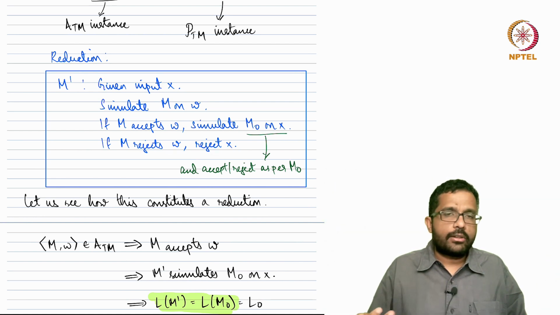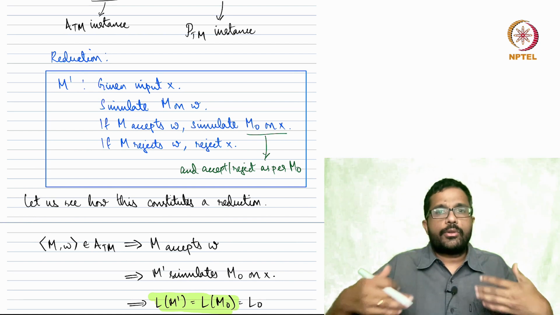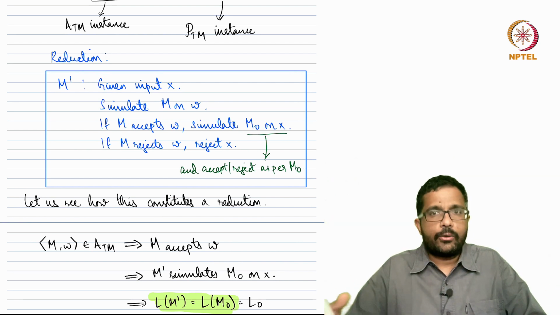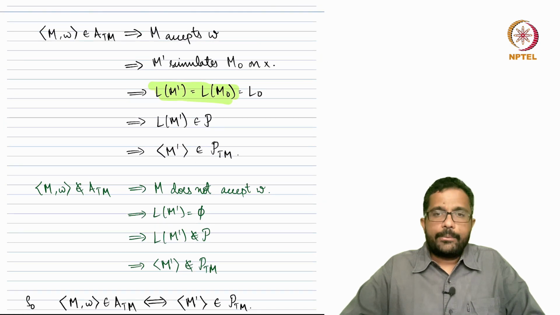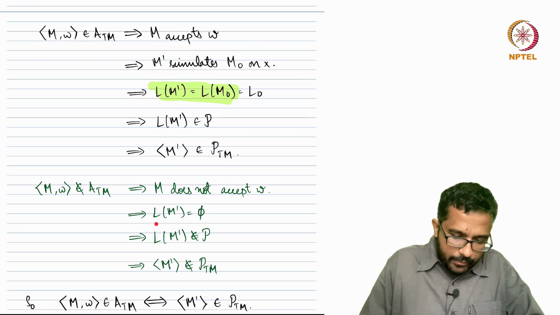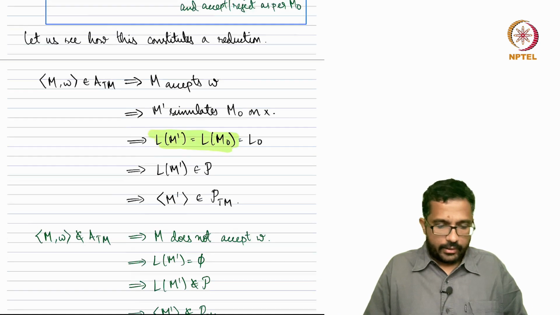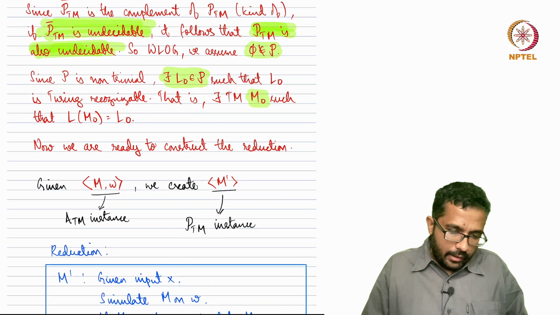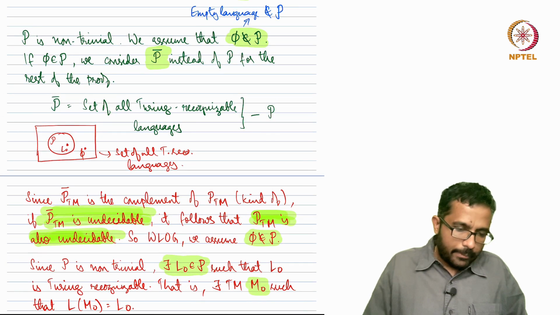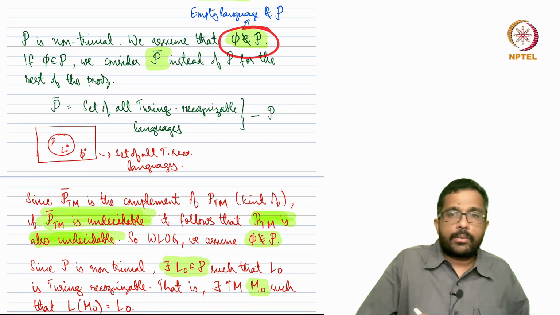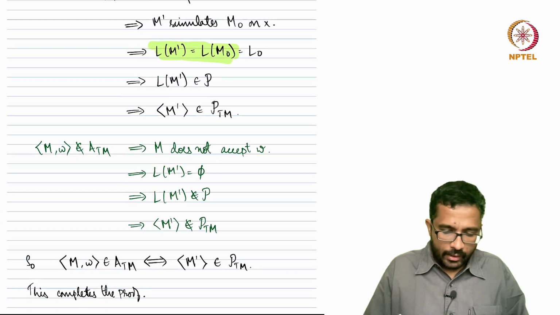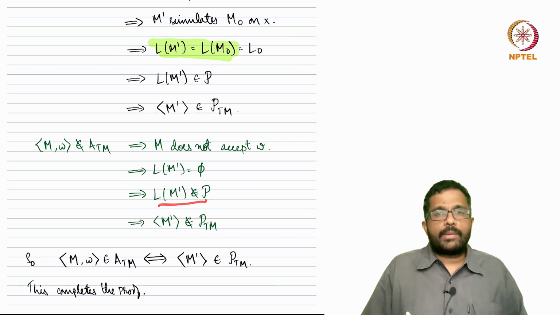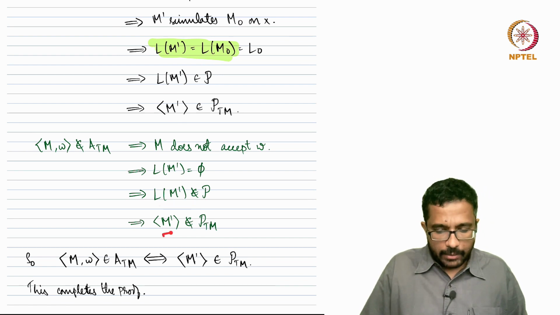If M loops on W also, because if M loops, it's just going to run M on W forever. It's never going to get to do anything on X. So in either case, M prime is not going to accept the string X. So the language recognized by M prime is the empty language. And by our assumption, the empty language does not have this property, and it was an assumption without loss of generality. So the language recognized by M prime is not in the property, so M prime is not in PTM.